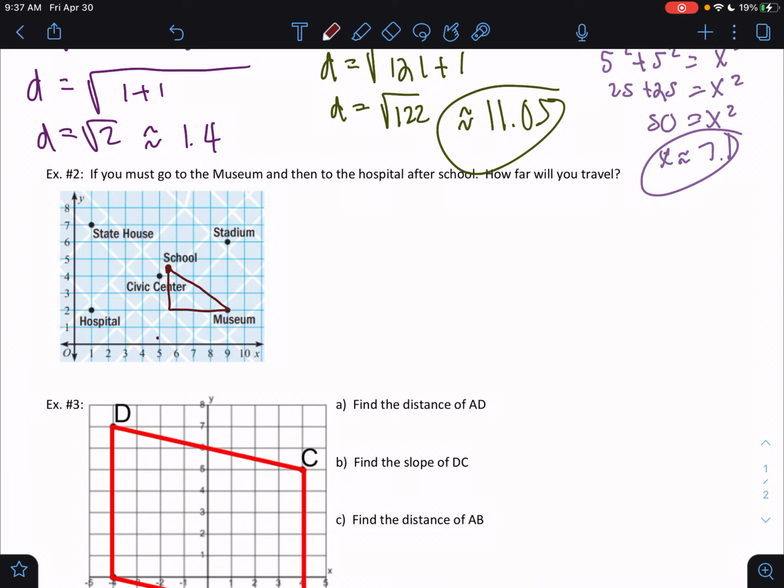Okay. It looks like the point for the school is kind of in the center there. And so we'll have to count by a half of a square. And so we're going to have 1, 2, 3.5 on the bottom, and then 1, 2.5 on the side. And we want to figure out what is our distance here. So we'll have 2.5 squared plus 3.5 squared equals x squared. Or again, you can use the points and then use the distance formula.